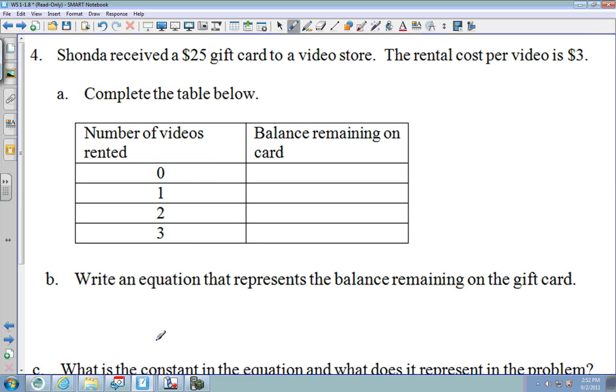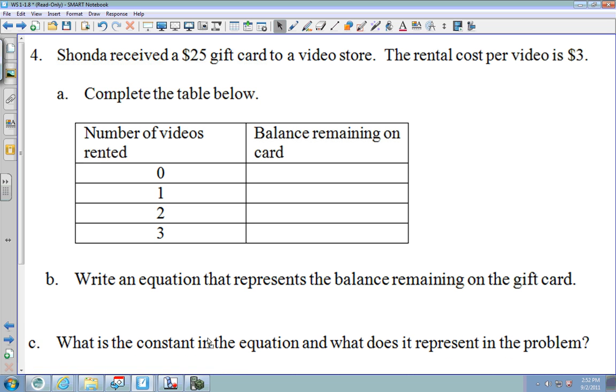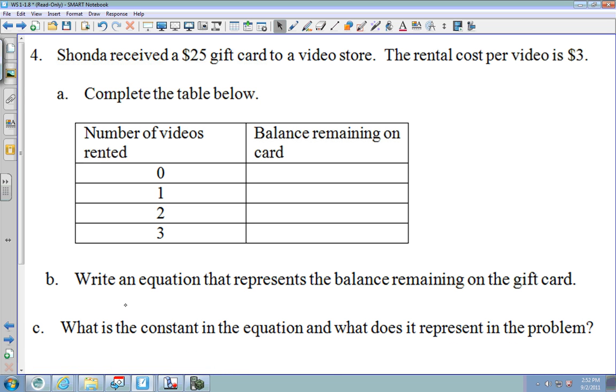Okay, here's the next one. I would pause the video and try and fill in the table and see if you can answer these two questions that are down here.